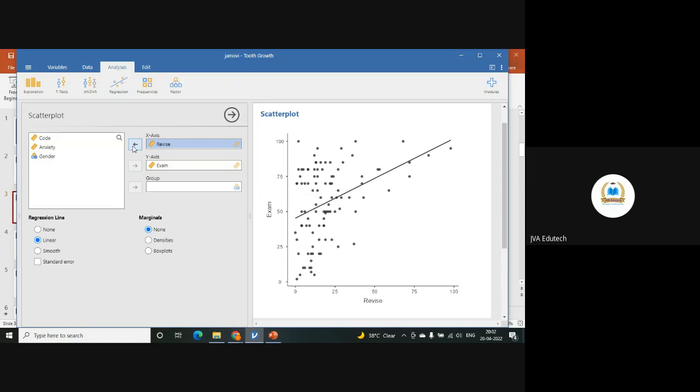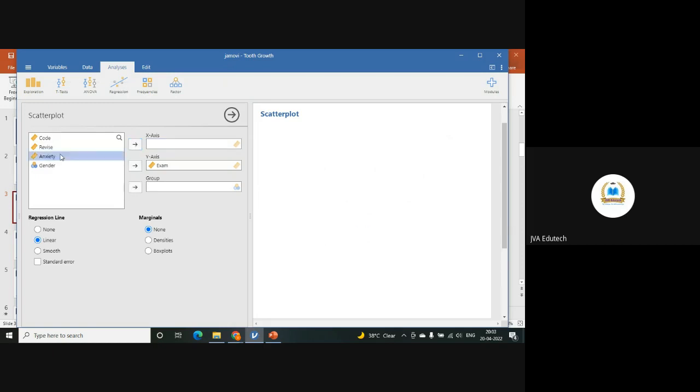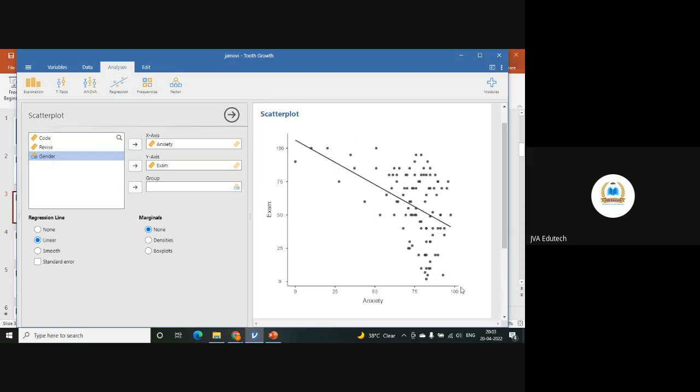Okay. Now remove this revise because the revision and exam we have seen. Now see anxiety on exam. What does this relationship tell you? As anxiety increases, the exam performance decreases. There is a negative correlation. Isn't it? Yes, sir. Okay.